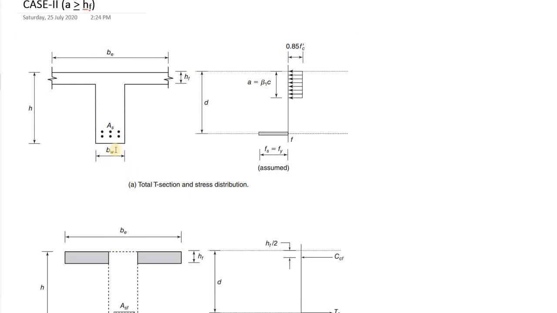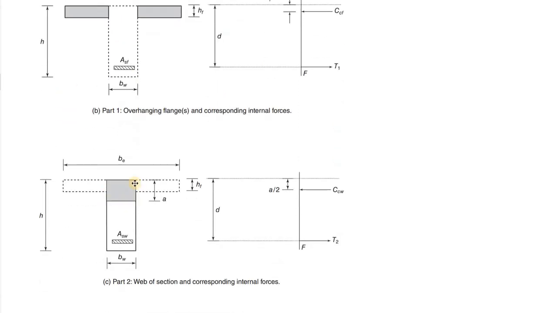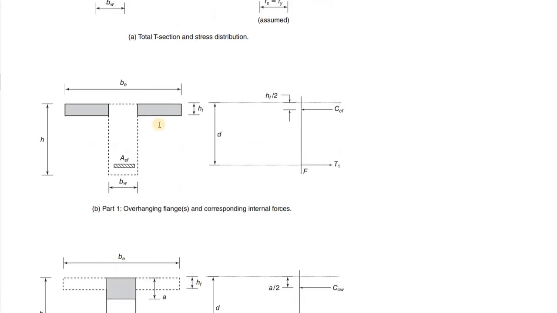So in this case, we will artificially divide the cross section into two parts. In the first part, we will consider only the overhanging flanges, and in the second part, we will only consider the web. This is just for theoretical, I mean, just for calculation purposes.